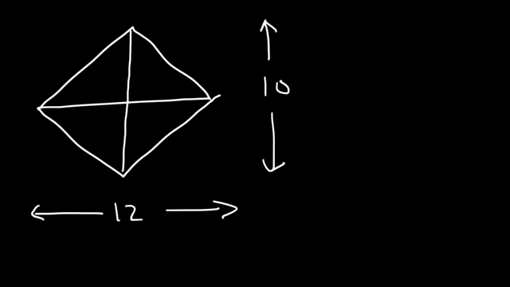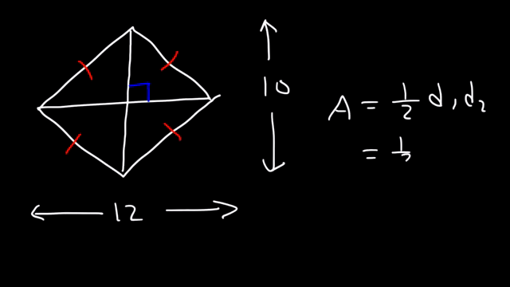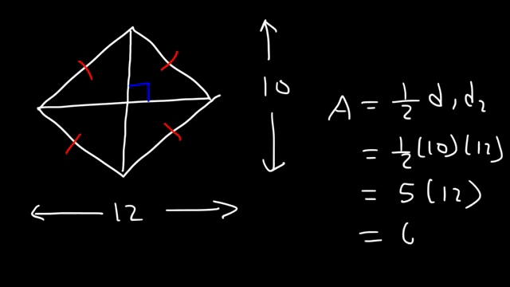By the way, for a rhombus, all sides are congruent like a square, and the diagonals bisect each other at 90 degrees. So those are some things to keep in mind. The area of a rhombus is 1/2 d1 times d2. So it's the product of the two diagonals times 1/2. So it's 1/2 times 10 times 12. Half of 10 is 5. 5 times 12 is 60. So that's the area of this particular rhombus.